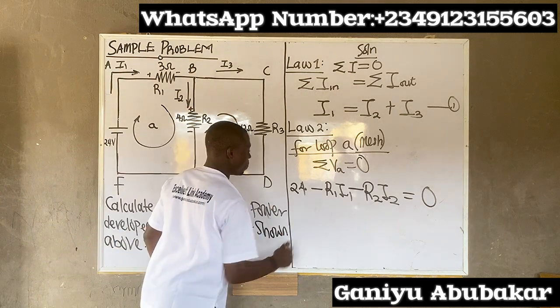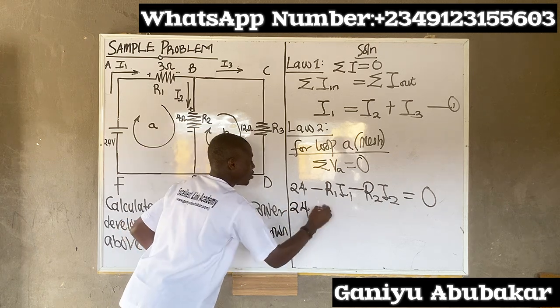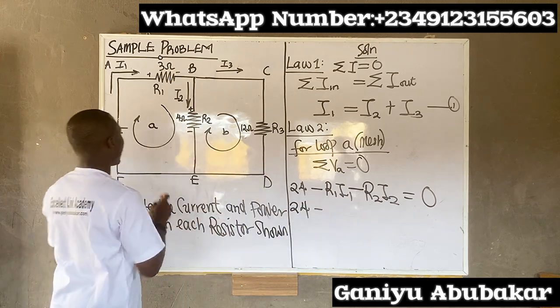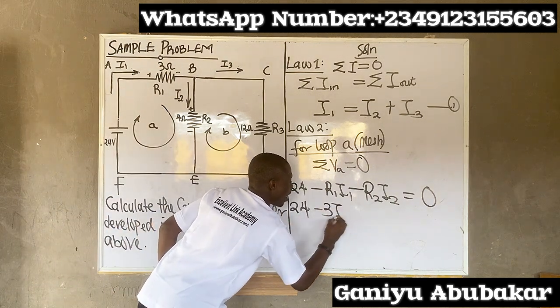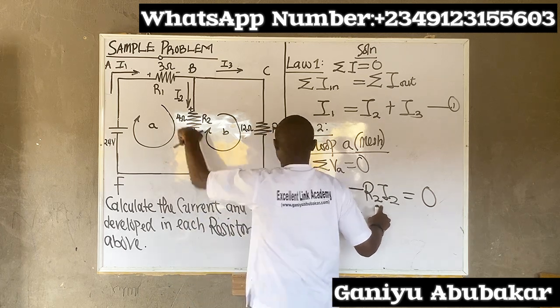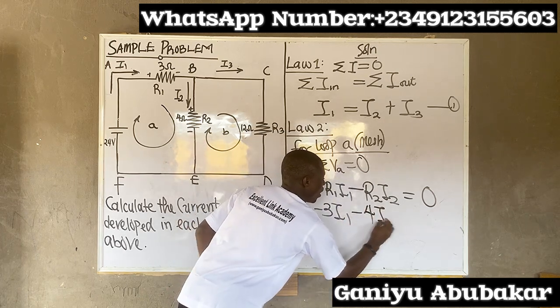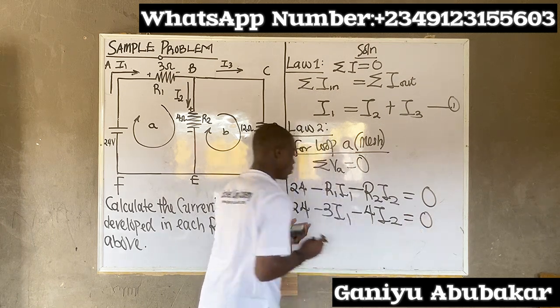So I have this one here. Put in your values. This gives you 24 minus what's R1? R1 is of course 3 ohms. So I have 3I1 minus what's R2? That's 4. So I have 4I2. This equals 0.